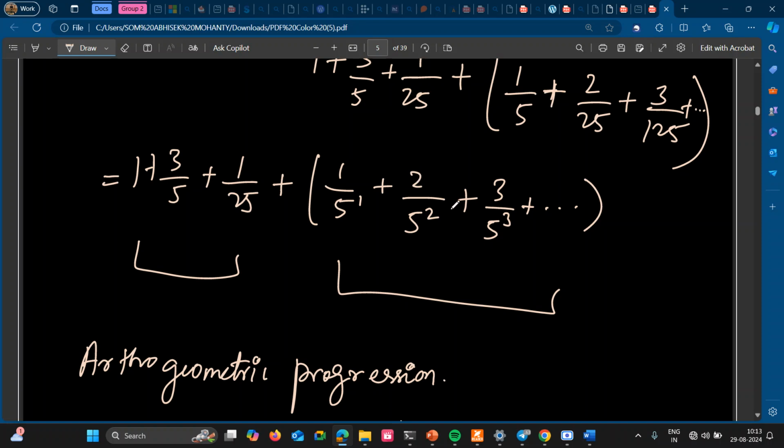So what can we do here? With this, let's add another method. This is 0 by 5 to the power 0. Okay, this 1 by 5 to the power 1 plus 2 by 5 to the power 2, like that.